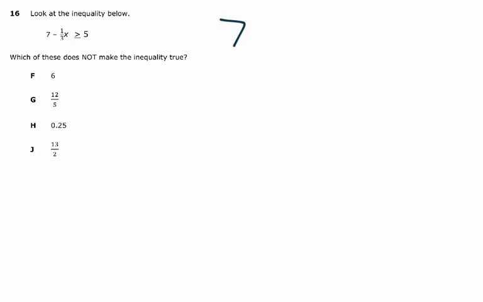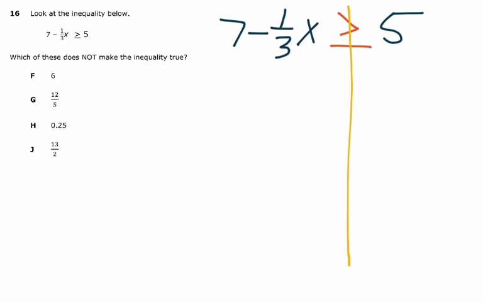7 minus 1/3 x. That'll be a little tricky. And it is greater than or equal to the number 5, positive 5. So draw my line. We can start with our problem solving process here. First step is going to be to look at the constant that's by itself away from the variable, and it's a positive 7. So my first step is going to be to subtract 7.